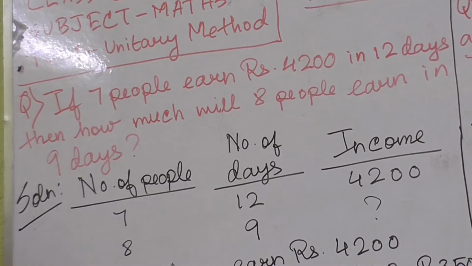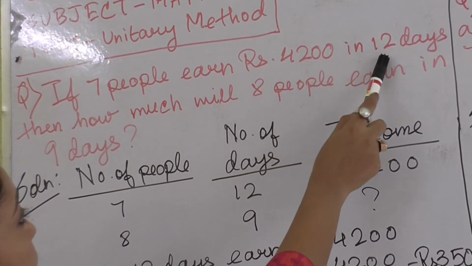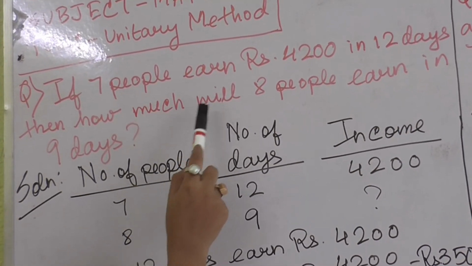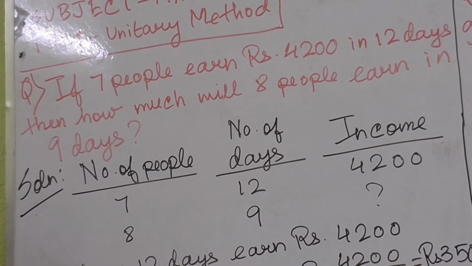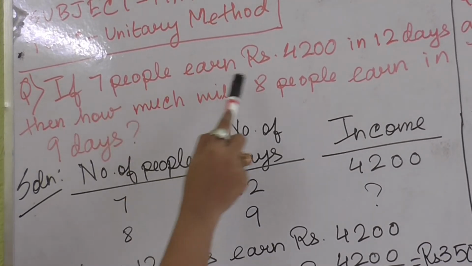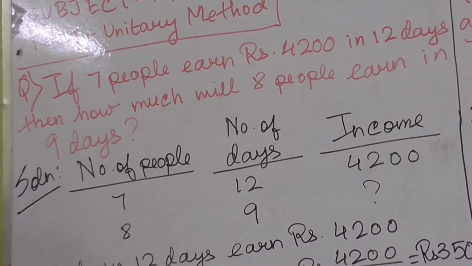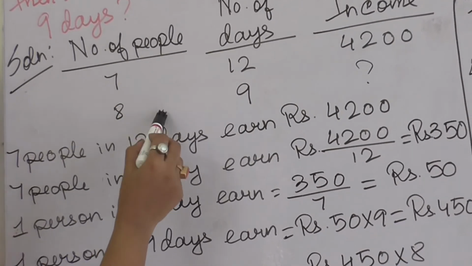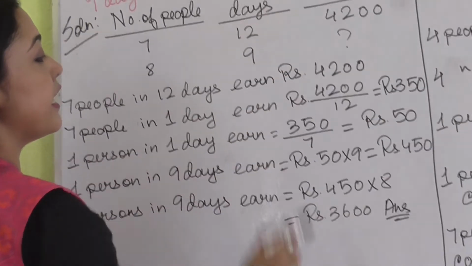So here one problem has been given. If 7 people earn 4200 in 12 days, then how much will 8 people earn in 9 days? Here you can see that the number of people, income as well as days are given. So I have divided into 3 categories. First I have written number of people, then number of days, then their income.